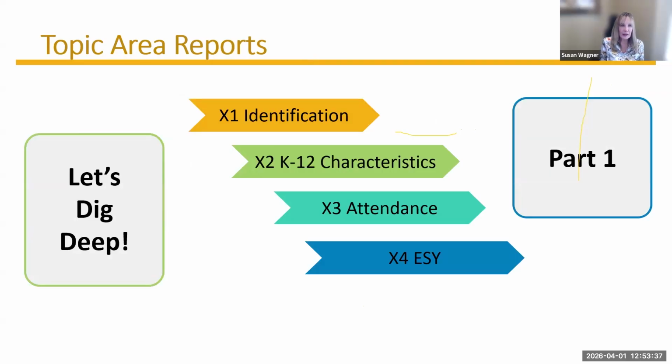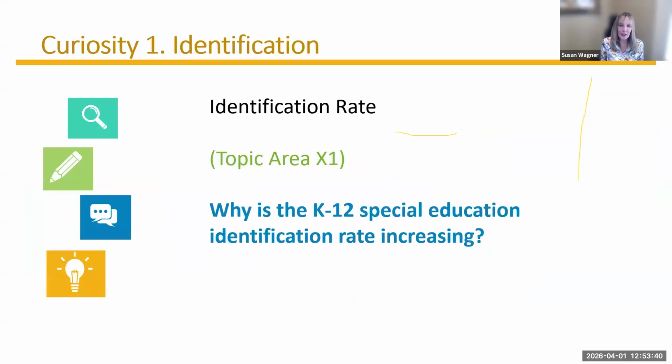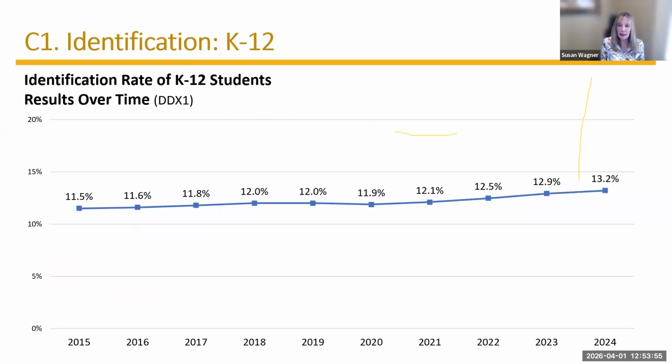All right, I've talked about some of the topic areas we're going to dig into, so let's go ahead and get started with identification rate. A curiosity USBE and I had is, why is the K-12 special education identification rate increasing in Utah? Let me show you the state level data. In 2015, it was 11.5% of all enrolled K-12 students identified with special ed. Now it's 13.2%. So not quite a 2 percentage point increase, but you can see each year it's a steady increase.